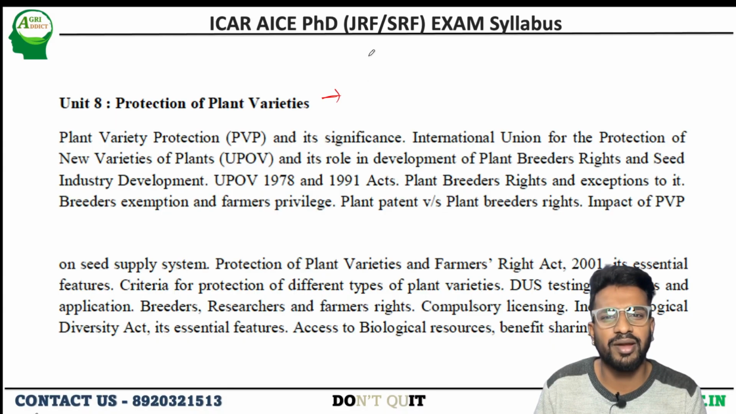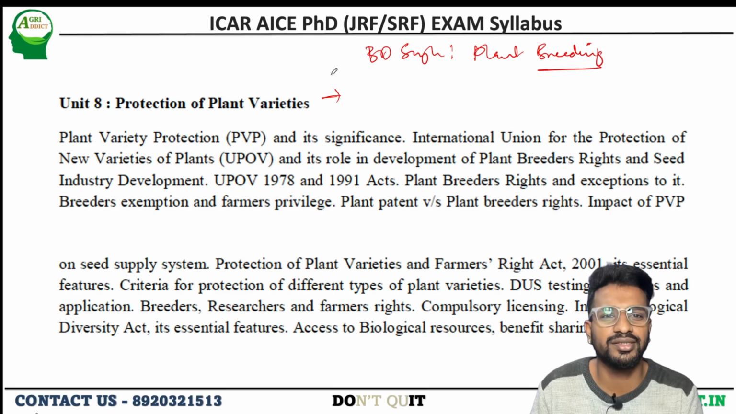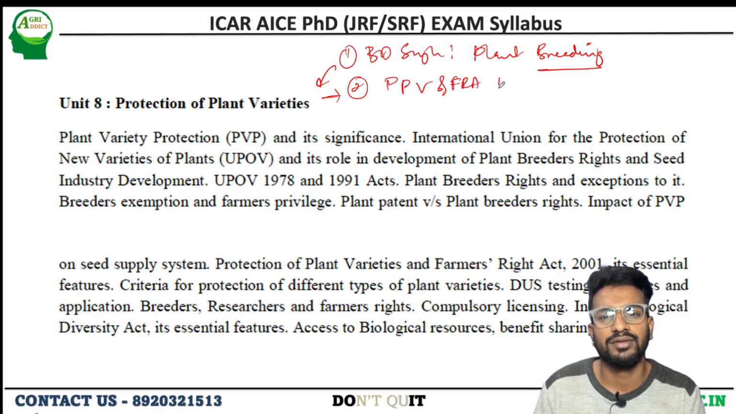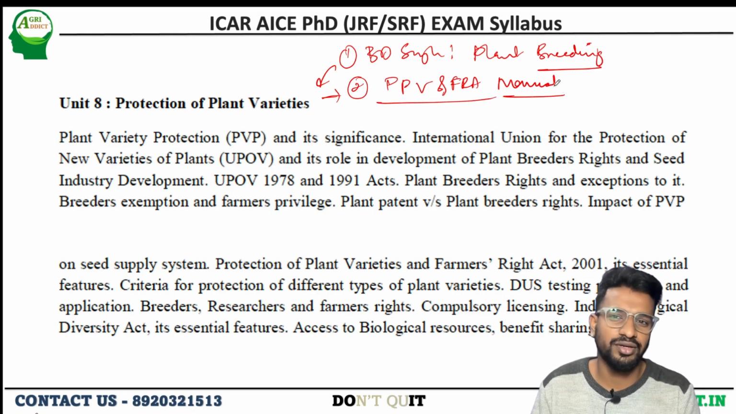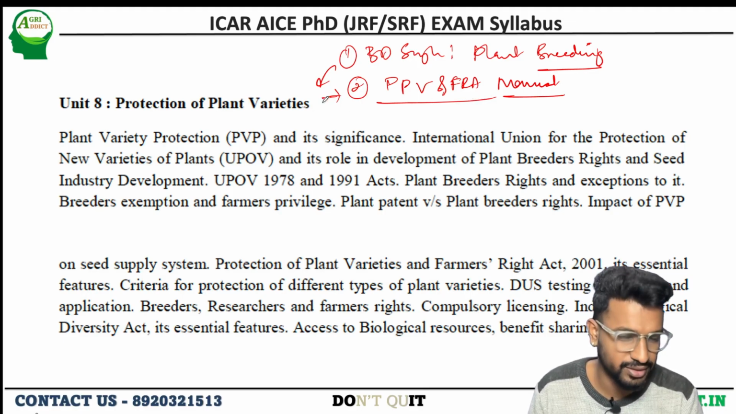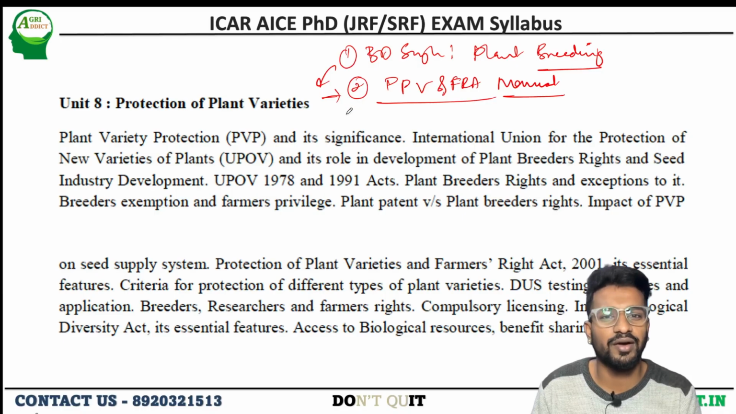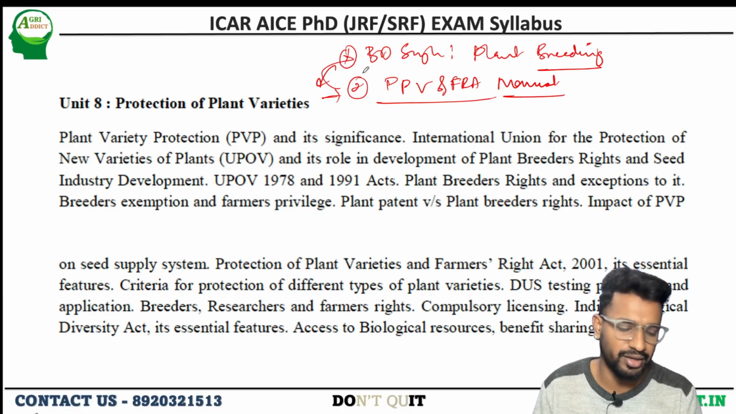The protection of plant varieties, you can cover from BD Singh, Plant Breeding. So in the last unit, you can cover the protection of plant varieties with that one book, and second, you have to refer to the PPV&FRA manual. There is a manual released by PPV&FRA that you have to refer to, to understand how the protection of plant varieties is done in India. And for the other things, you have to refer to the BD Singh plant breeding book.